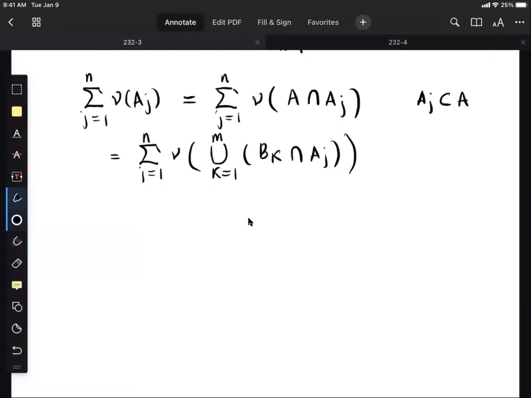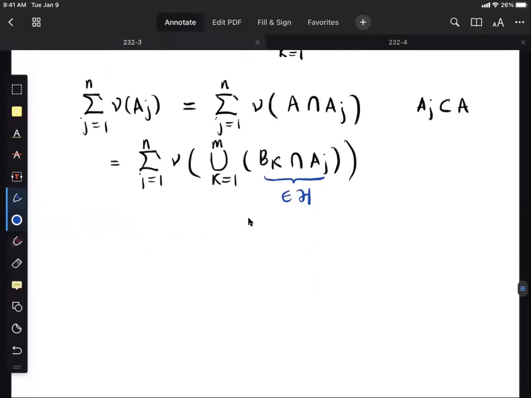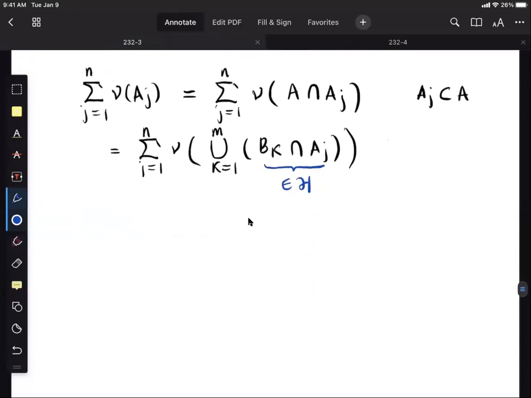Okay, recall that a semi-ring is closed under intersections. So this is in H because the A sub j's and the B sub k's are in H. The second one is that the collection B sub k intersection A sub j, k from 1 up to m, and j from 1 to n, is pairwise disjoint, okay, because the A sub j's and the B sub k's are pairwise disjoint as well.